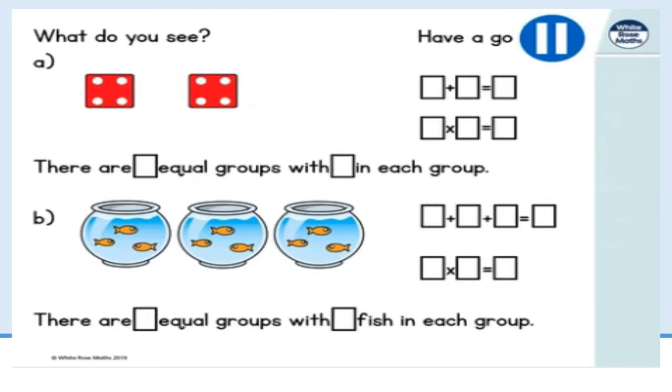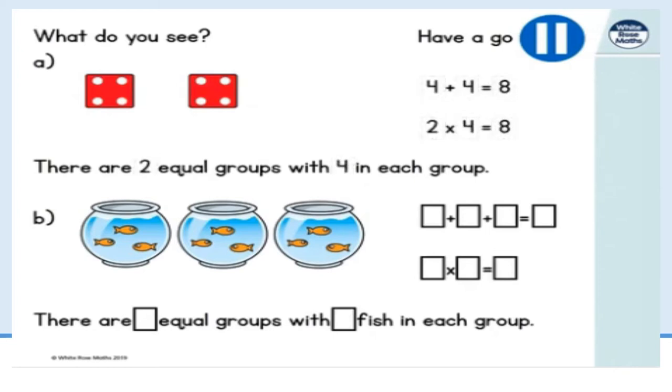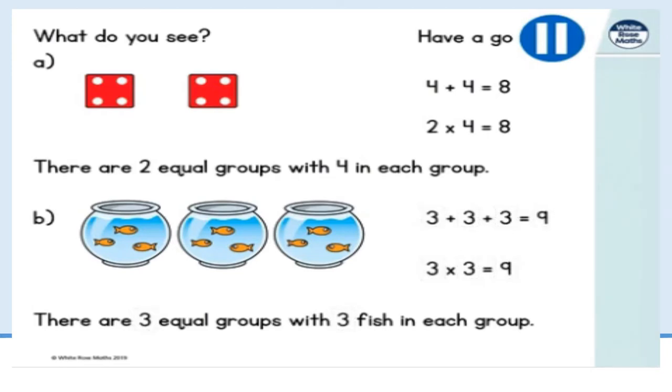What did you see? In this first one, I saw 4 plus 4, which is equal to 8, and 2 lots of 4, which is 8. So I thought there are 2 equal groups with 4 in each group. What about the second one? I can see 3 plus 3 plus 3, which is 9, or 3 groups of 3, which is 9. 3 equal groups with 3 fish in each group.